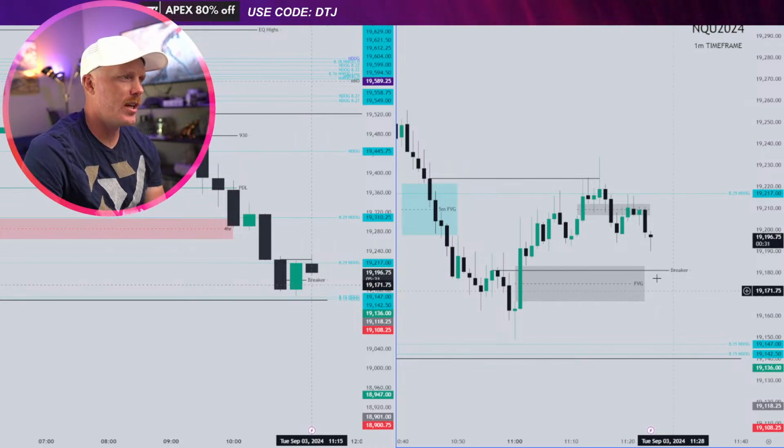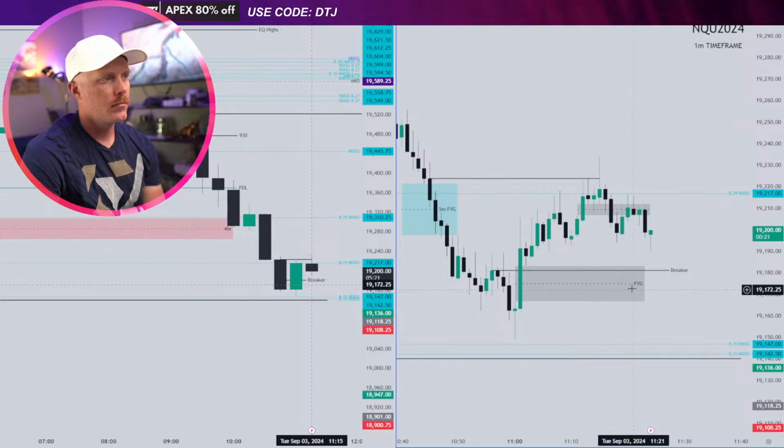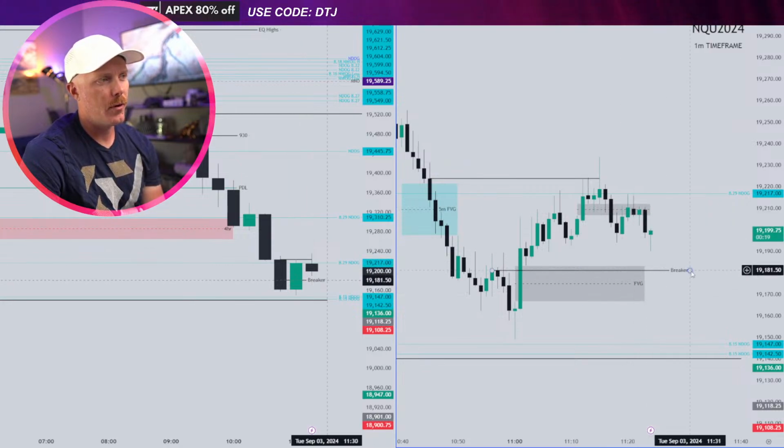So we did reject this inversion fair value gap. It respected that and it moved lower and grabbed that low. That's what I wanted to see to tell me if we were going to continue down to this price.